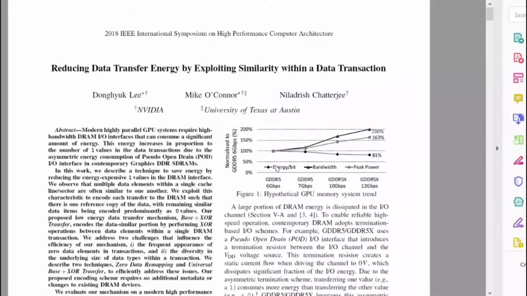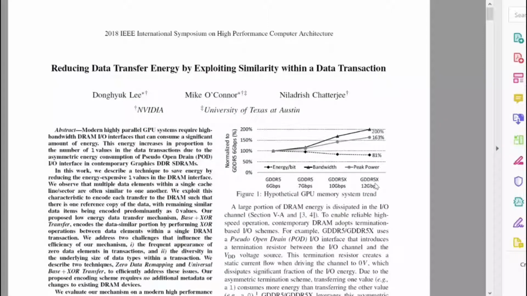The first line is for energy per bit. Energy per bit means the energy required to access each bit from DRAM. This is the bandwidth of DRAM, and this is the peak power of DRAM. And these are the different DRAM versions. Why is it GDDR? Because this paper is mainly proposing DRAM for GPUs. That's why they are using GDDR5, and this is the latest version, GDDR5X.